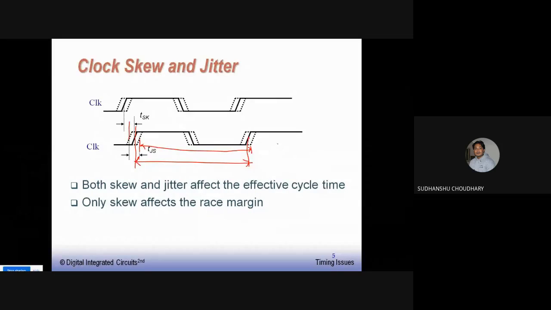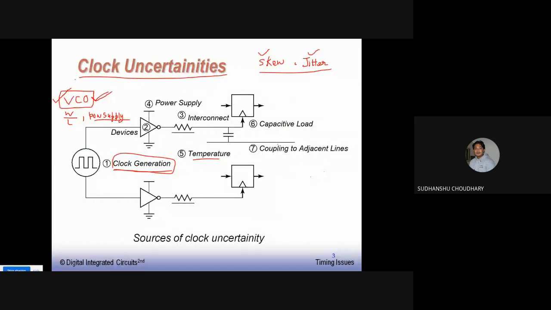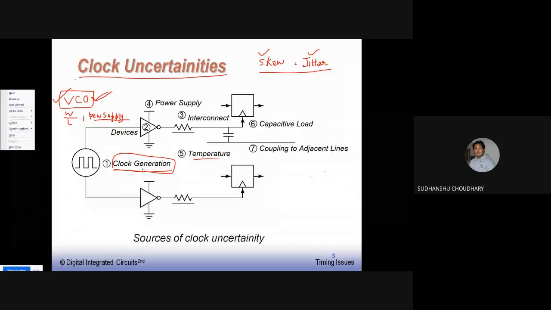Now let us come to the sources of these clock uncertainties, that is clock skew and jitter. One source we discussed is the clock generator or clock generation scheme itself, which may impose uncertainty. Jitter can be possible because the voltage controlled oscillator, which is a part of the clock generator, is an analog component, and it is very much sensitive to the device sizes and also the power supply.